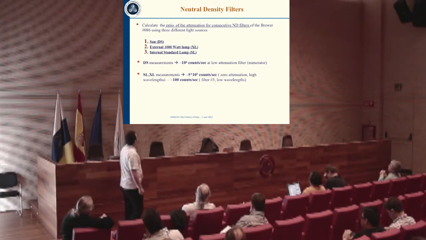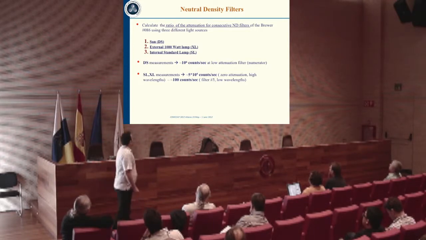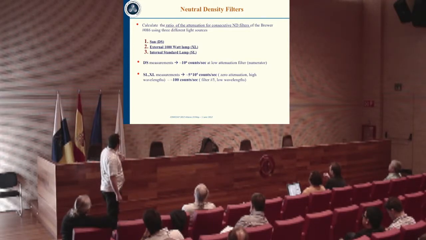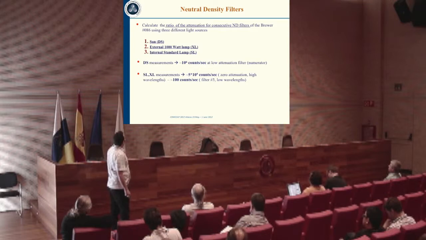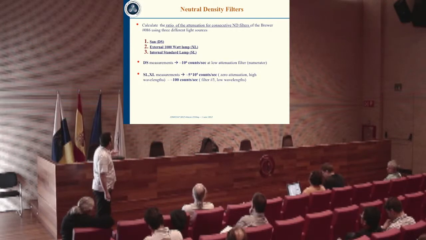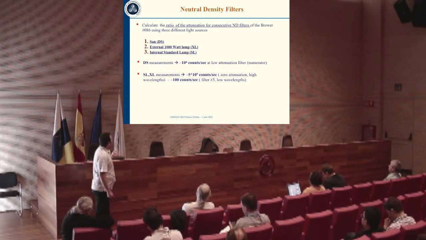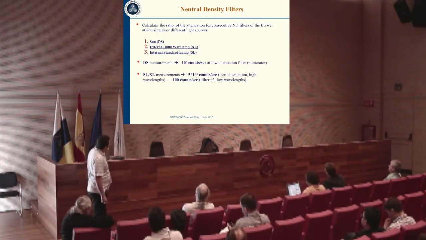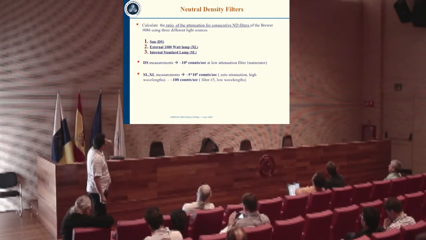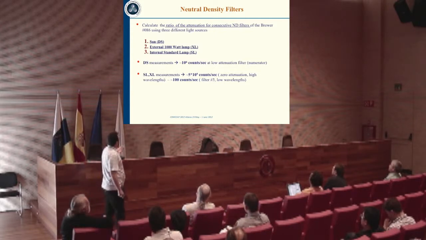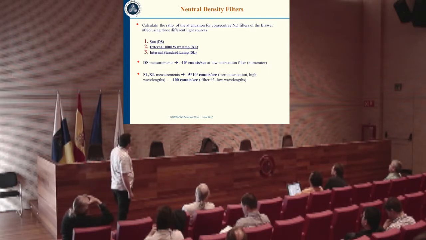The next part of the presentation is about the neutral density filters. For the purposes of this study, we calculated the ratio of the attenuation for consecutive neutral density filters of Brewer number 86 using 3 different light sources: the sun, an external 1000 watt lamp, and the internal standard lamp of the instrument. The measurements from the sun at the low attenuation filter were always of the order of 1 million counts per second, while the signal from the two other sources was up to 4 orders of magnitude lower.